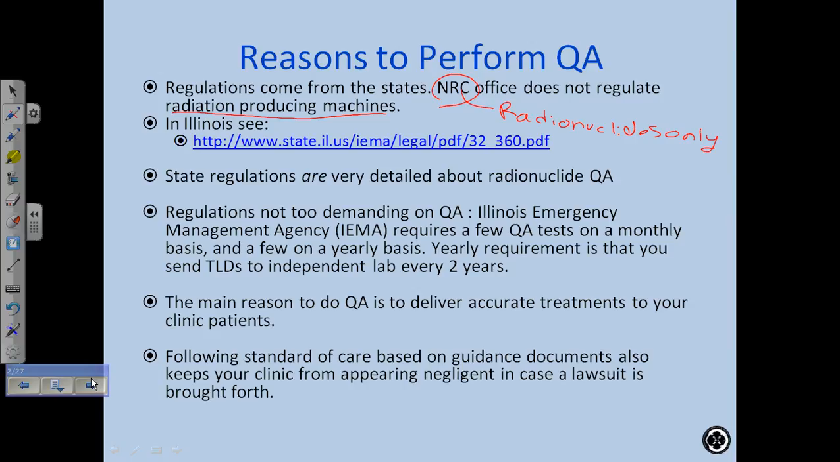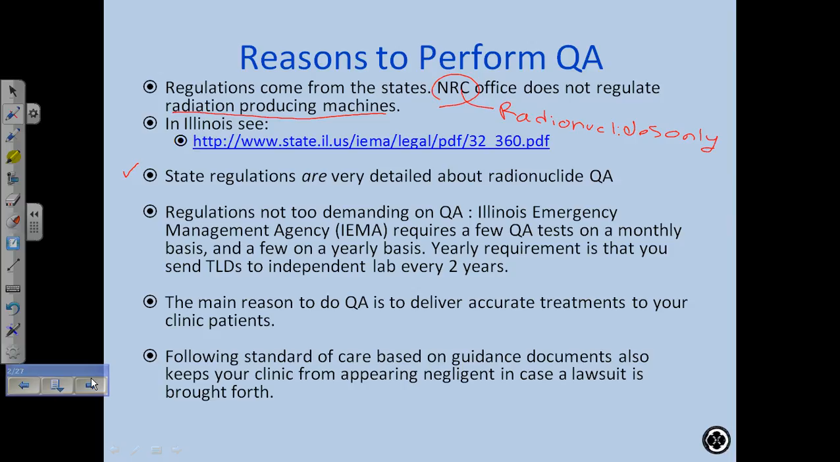State regulations are very detailed about radionuclide QA. There's a lot more regulation for radionuclides than there is for X-ray producing machines. For example, for many years there was a condition that if you had a cobalt-60 unit, an external beam machine, that falls under all the radionuclide laws.